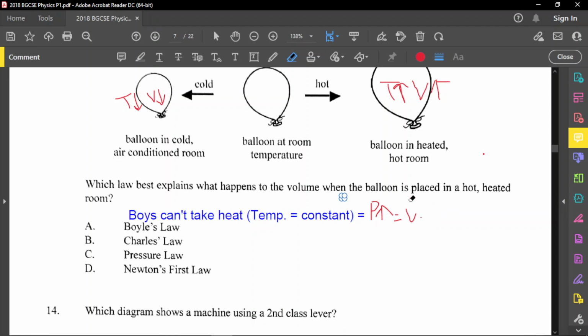Let's take that out. That's not looking so nice. Yep. So let's put the decrease here. So in other words, they are inversely related. As one increases, the other one decreases. Now let's talk about Charles.